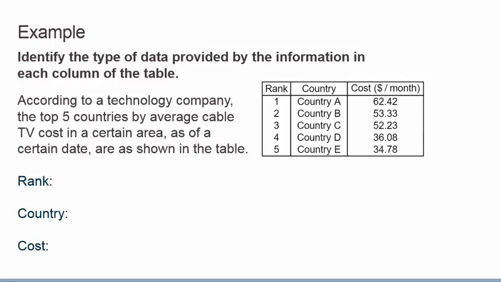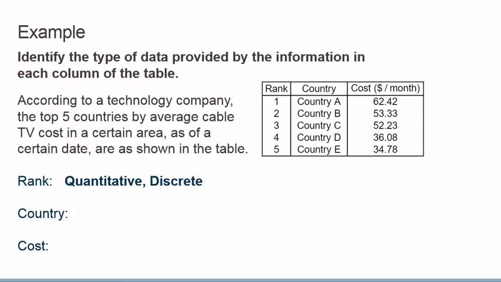$52.23 per month. Rank 4, country D, costs $36.08 per month. Rank 5, country E, costs $34.78 per month. The rank is 1, 2, 3, 4, 5. So that is quantitative data. Since I can plot the numbers of the rank as points on a number line, my data is also discrete.